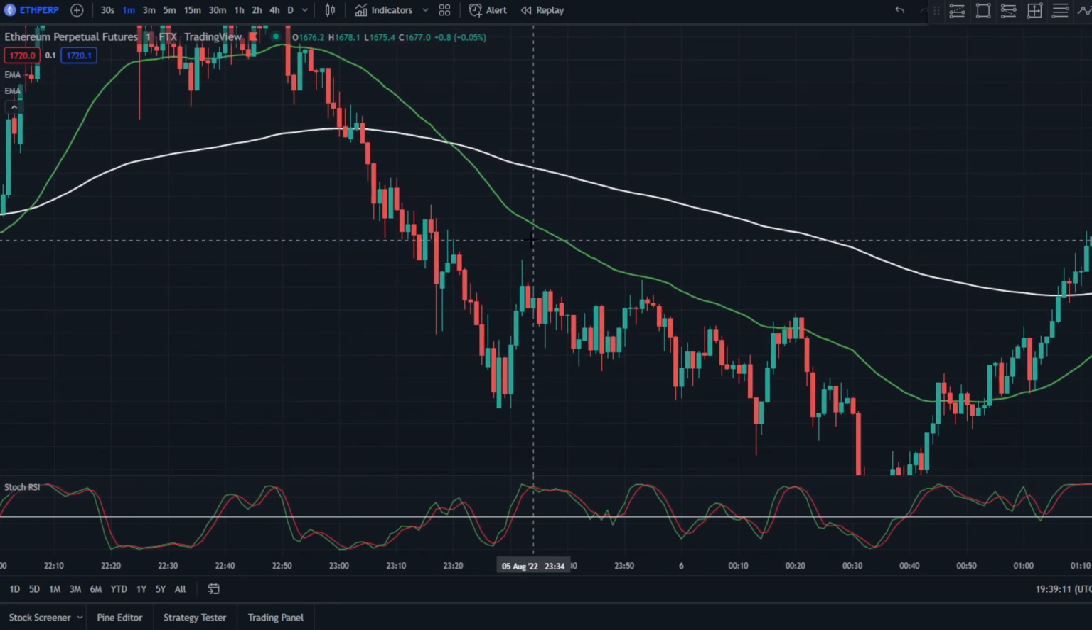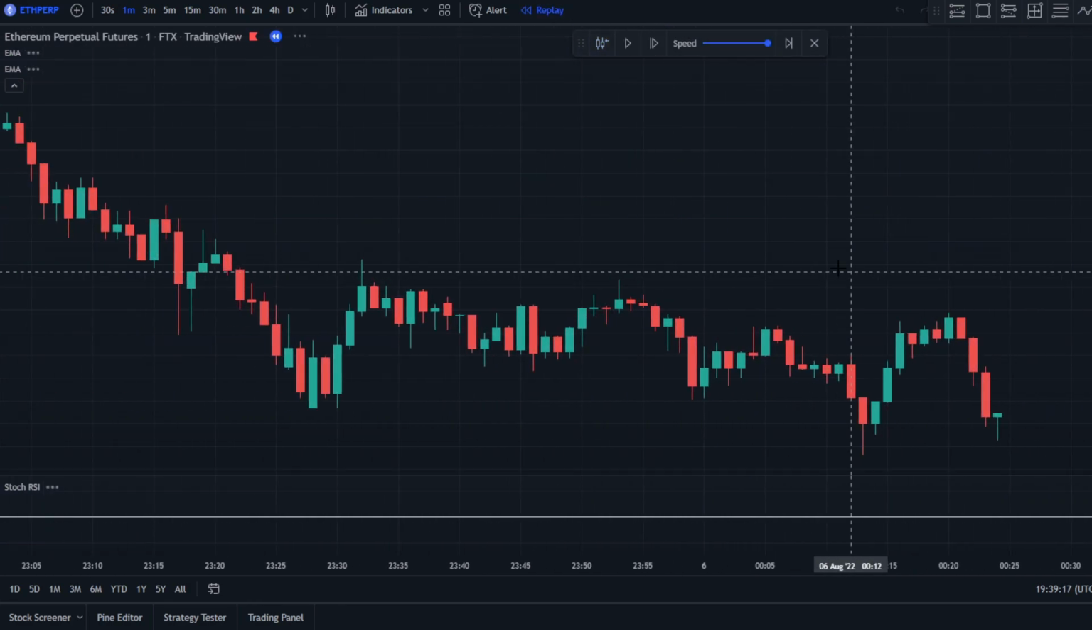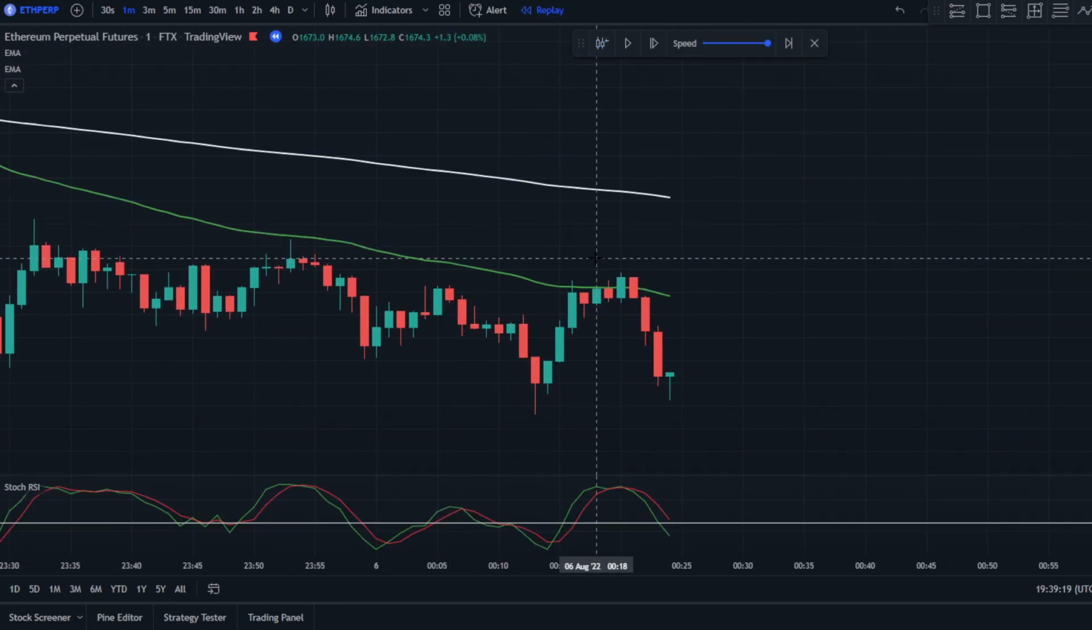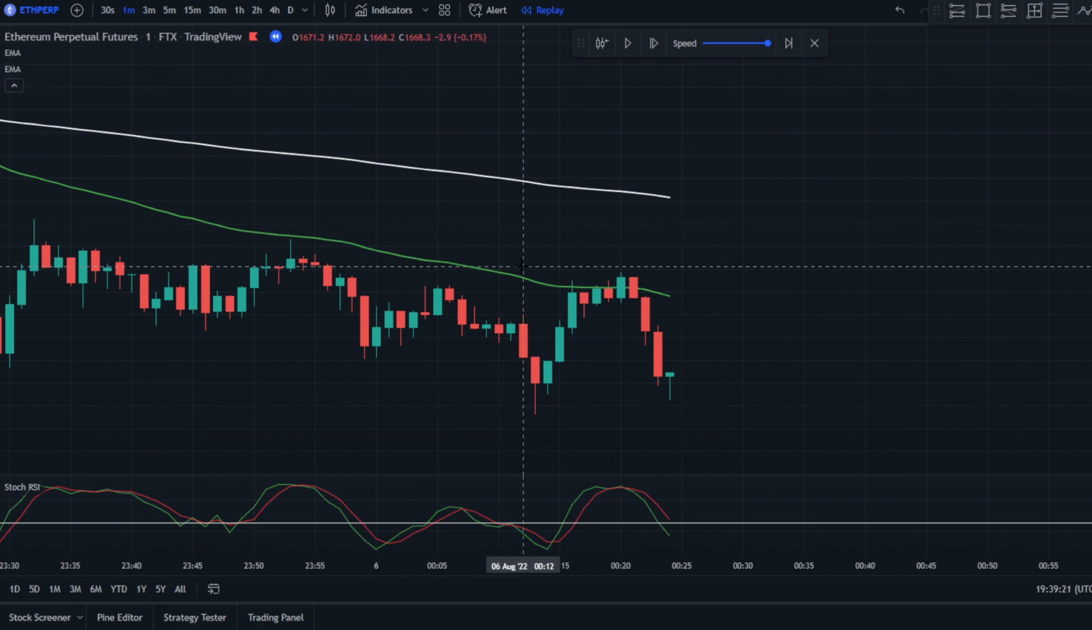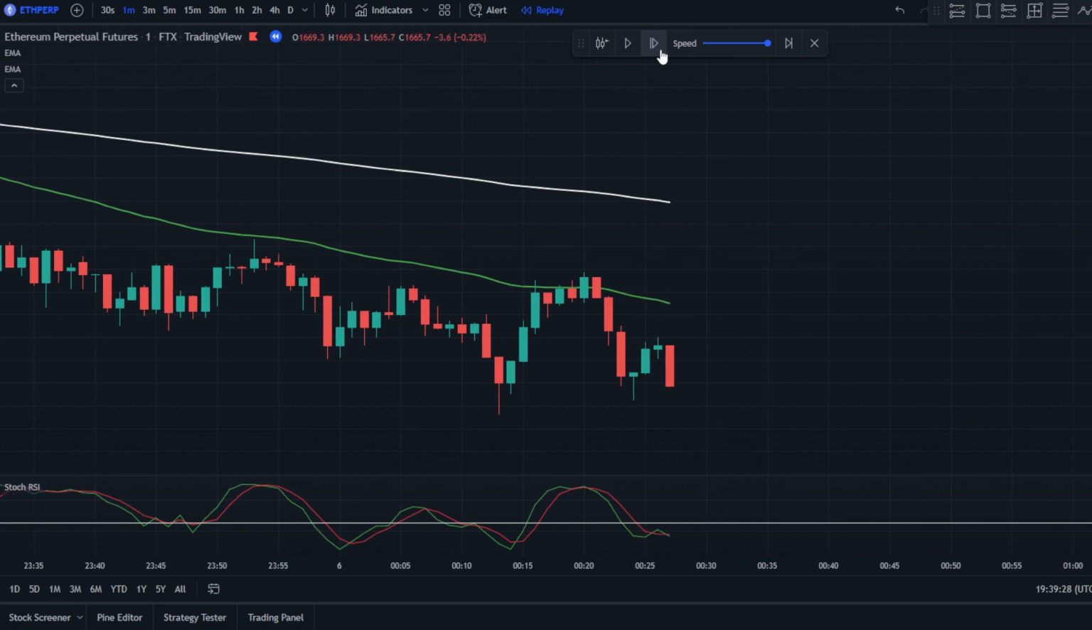So right here we have the crossover. We are waiting for the green crossover below the red, and here we have a valid position. So let me zoom back on these candles. You already know that the green EMA is below the white EMA, so you are waiting for a short position. Now all you've got to do is wait for the green crossover below the red, and here we have that crossover right there.